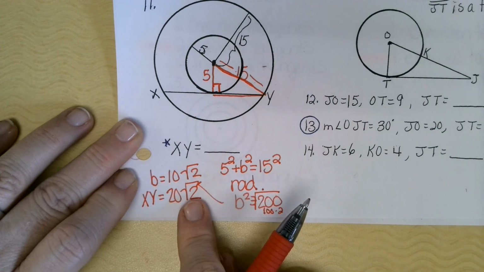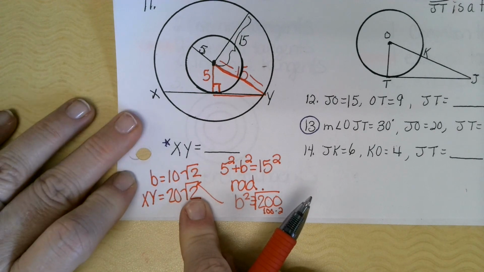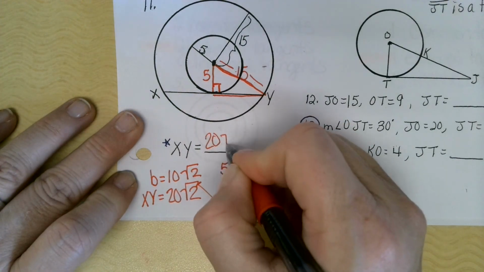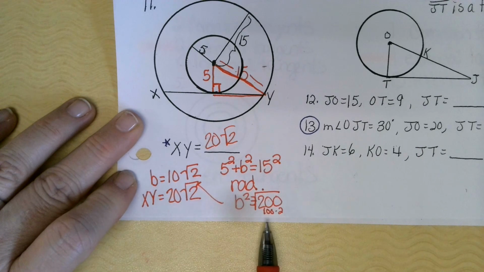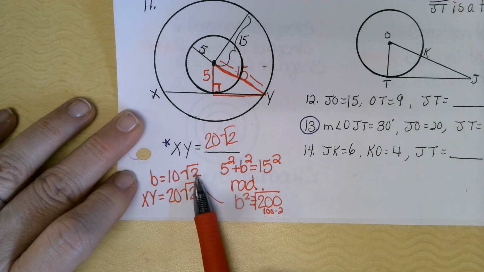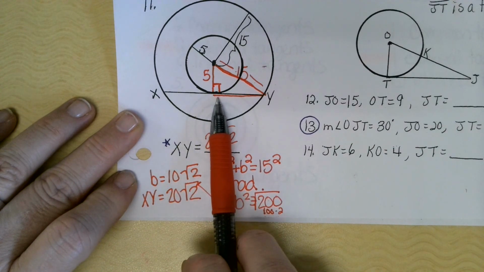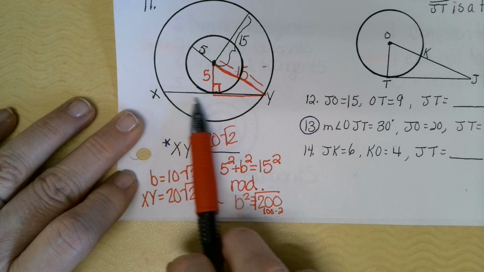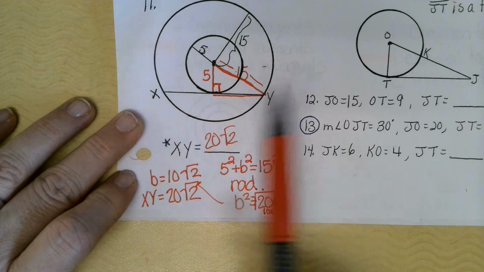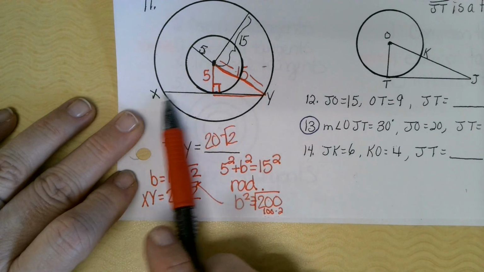Did you get 20 radical 2 as your answer? That is the answer, 20 radical 2. All right, so when I worked out the Pythagorean theorem, I got b squared equals 200. That is 100 times 2. If you're still struggling with this, watch. You take the square root of the perfect square, that comes out. The number you cannot take the square root of stays in. So this piece right here is 10 square root of 2, and I need 2 of them to make up the whole thing. Everything is symmetrical in these circles, and so this piece here would be 20 square root of 2.